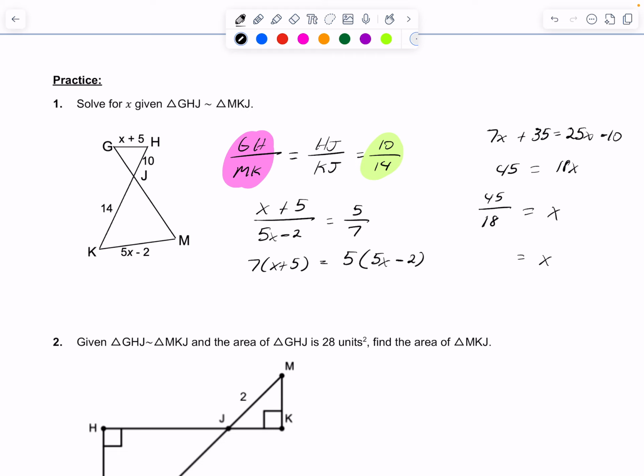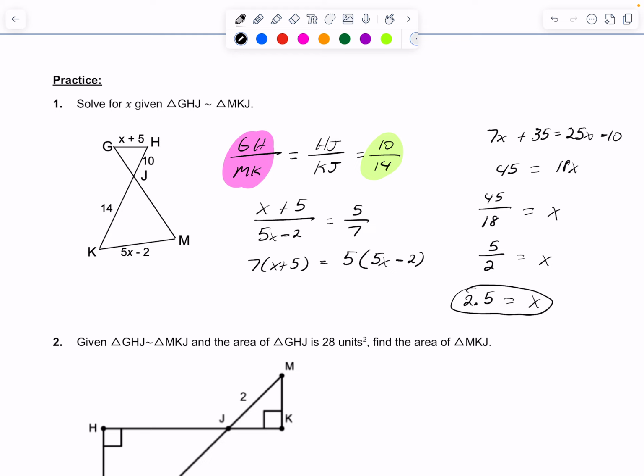It can be divided by 9. 9 times 5 is 45, and 9 times 2 is 18. So you could leave it as 5/2, or if you'd like, you could write 2.5 since we're done with the question. All right, so x is 2.5.